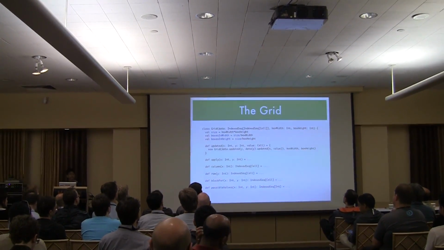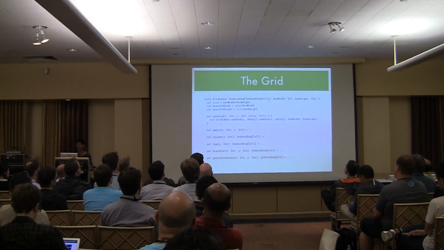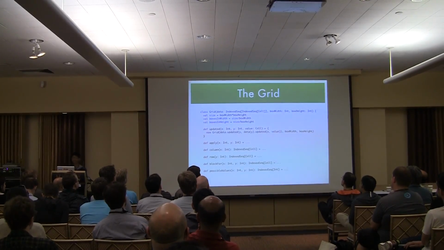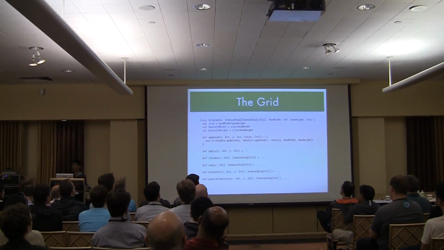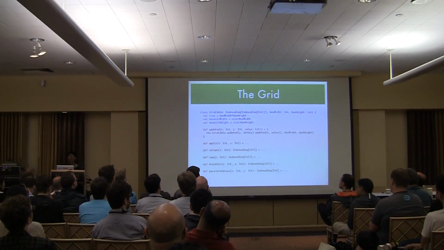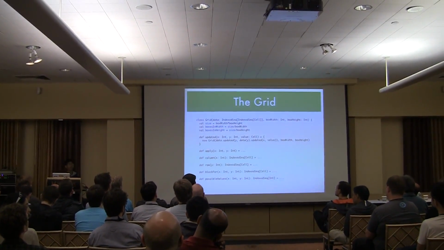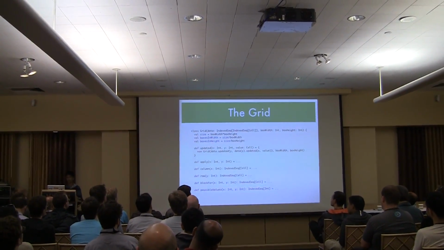So this is my class Grid. I have data, which is an IndexedSeq of Cell. That's where I'm using that type Cell. And then I also have box width and box height, so that I can make the Sudoku solver available to other types of Sudoku puzzles, such as 2x2 and 2x3 box Sudoku puzzles.